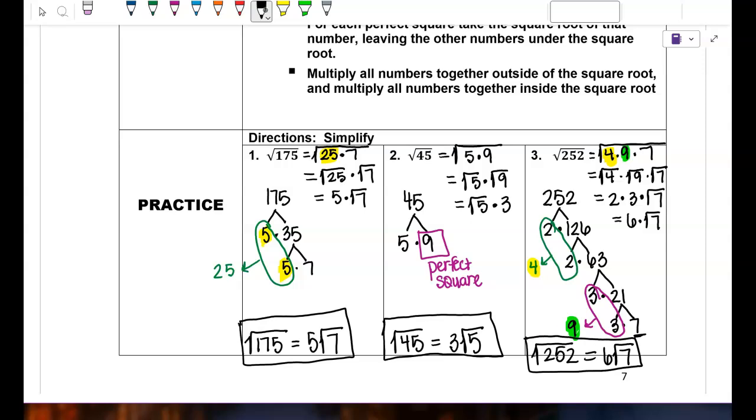So had I known 36 goes into 252, 36 was really my perfect square that I was looking for, but it's okay that I found the 4 and the 9 to get me there. That is perfectly okay.